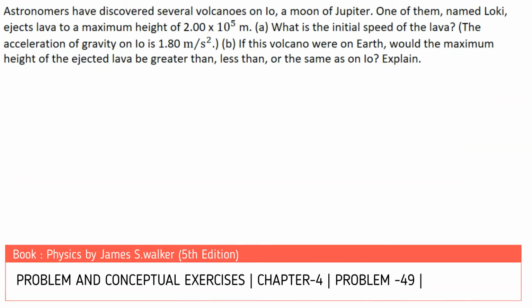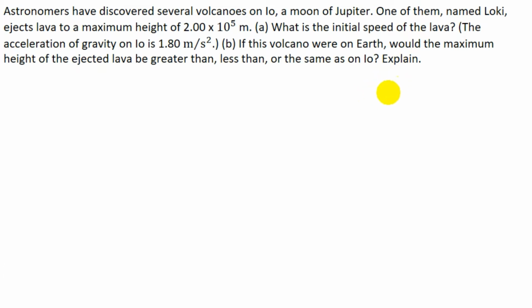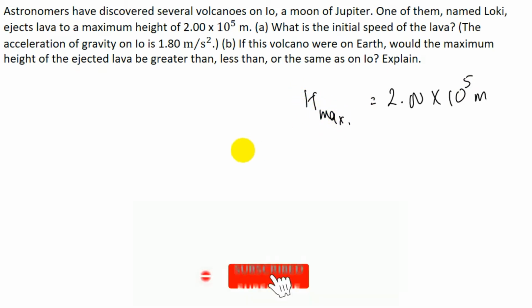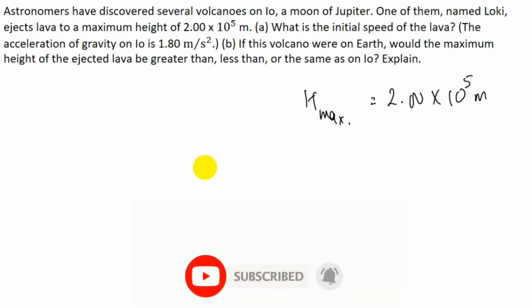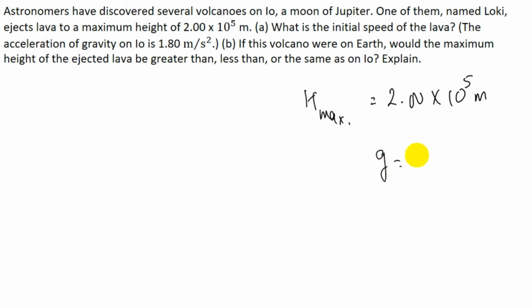So this question is based on a volcano eruption. Now the lava ejected from the volcano goes to a maximum height of 2.00 times 10 to the power 5 meter. This is the maximum height, H max. And all this is happening on a place called Io, a moon of Jupiter. Now the value of g on Io is given to be 1.80 meter per second squared. Now we need to find the initial speed of the lava.